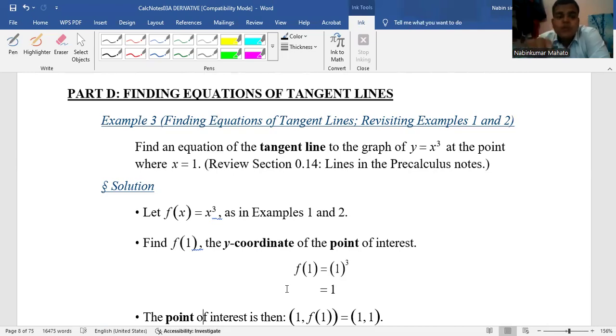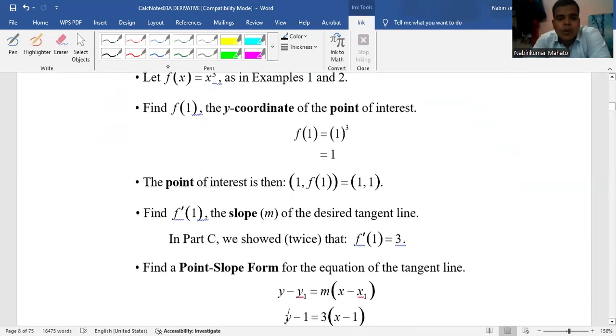Let's see. f(1) is equal to 1 cube. Why are we finding f(1)? Because x is equal to 1 is given. So f(1) is equal to 1. The point of intersection is (1, f(1)), and f(1) is 1, so the answer is the point (1, 1).